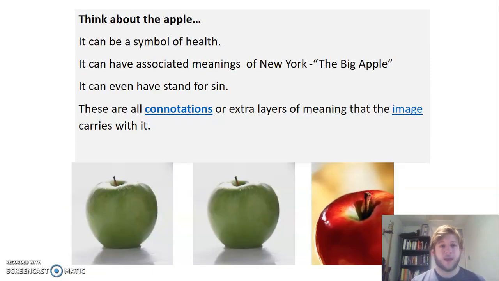Another example, the apple. So connotations of the image of an apple could be a symbol of health. An apple a day keeps the dentist away, or something like that. It can be associated with New York, which is referred to as the Big Apple. It can even stand for sin, if we think to the story of Adam and Eve and biting the forbidden fruit. So all these different connotations that come from the image of an apple. So all these are extra layers, extra meanings that the image carries with it. And whenever you use this image, all of those connotations come with it.